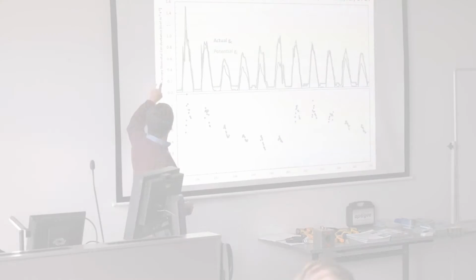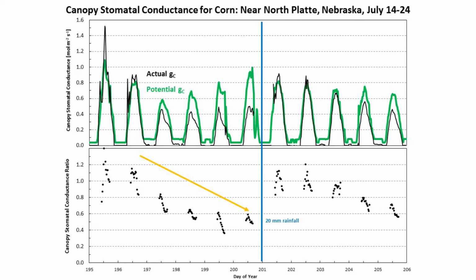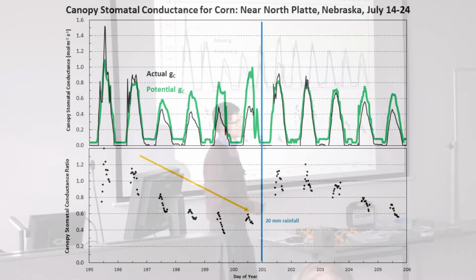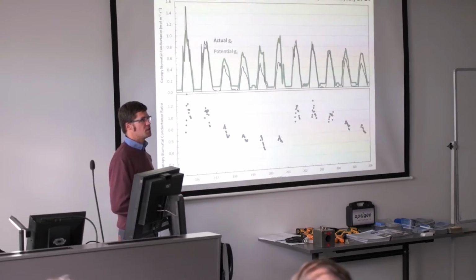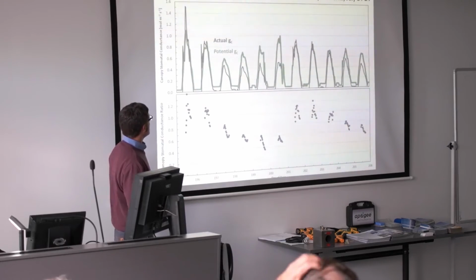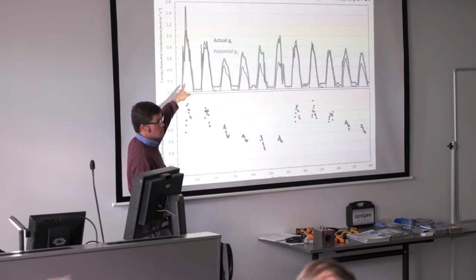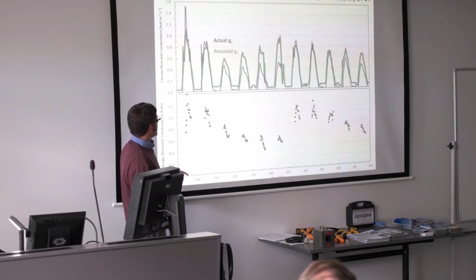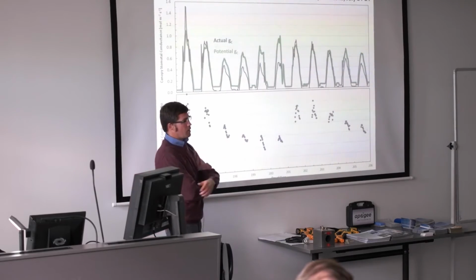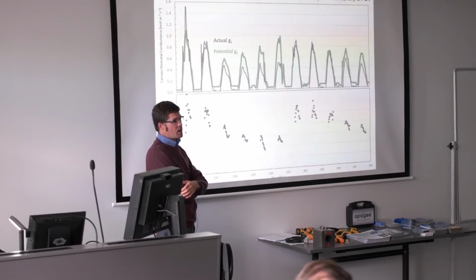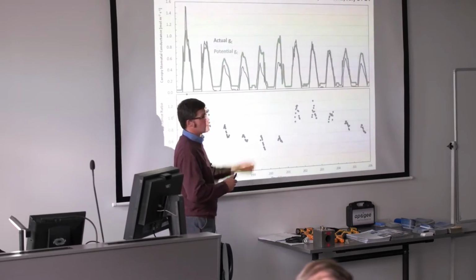So what you're looking at here is canopy stomatal conductance on the y-axis, and then the x-axis says day of year. So this is day of year 195 through day of year 206. Those would be roughly mid-July, or right in the middle of the summer in the northern hemisphere. And so there's two lines on this stomatal conductance graph here, a green line and a black line.